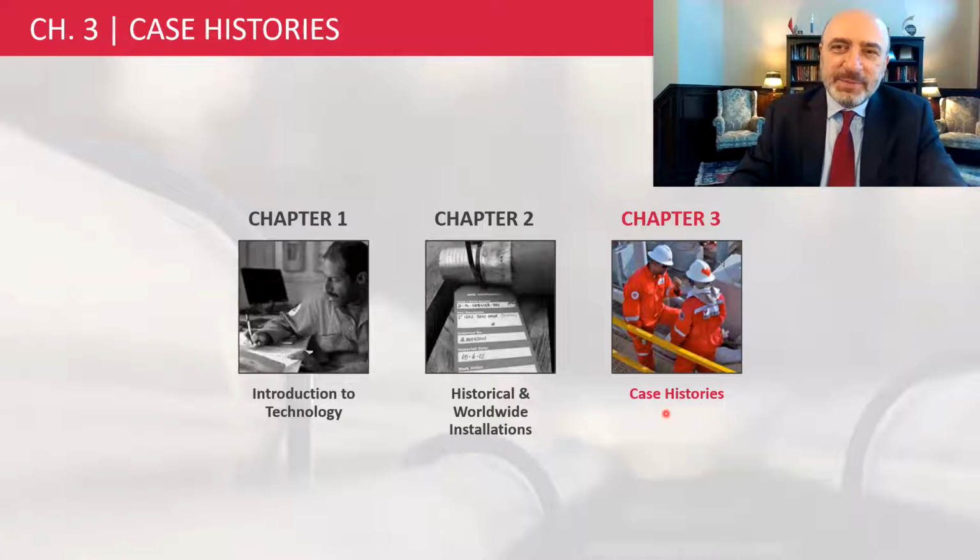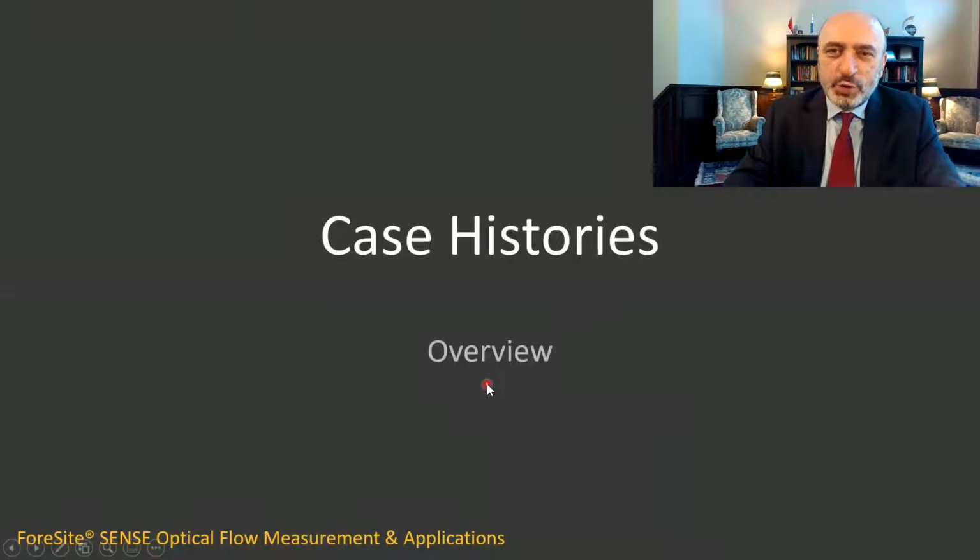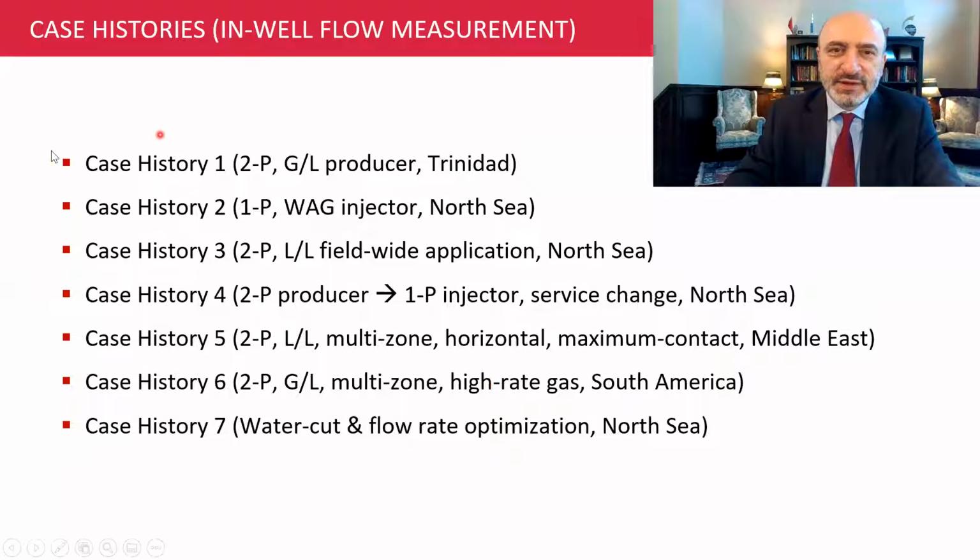We now start Chapter 3, Case Histories. First, an overview of the case histories that we will cover. Case history number 1 is about a two-phase gas liquid producer in the Trinidad region, and it will be followed by a single-phase multi-zone water alternating gas injector in the North Sea region.